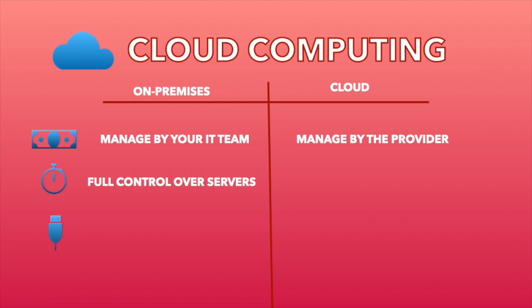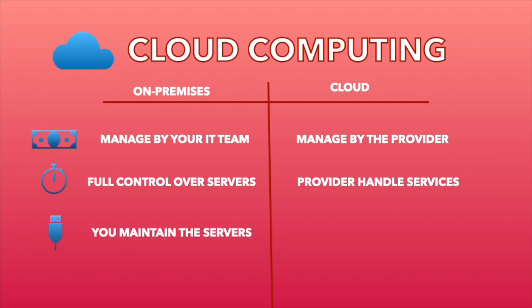On-premises infrastructure gives you full control over services, meaning your organization can customize hardware, software, and security settings according to its specific needs. In cloud computing, control is shared with the provider. So while you gain convenience and scalability, you have less ability to customize certain aspects of the infrastructure.